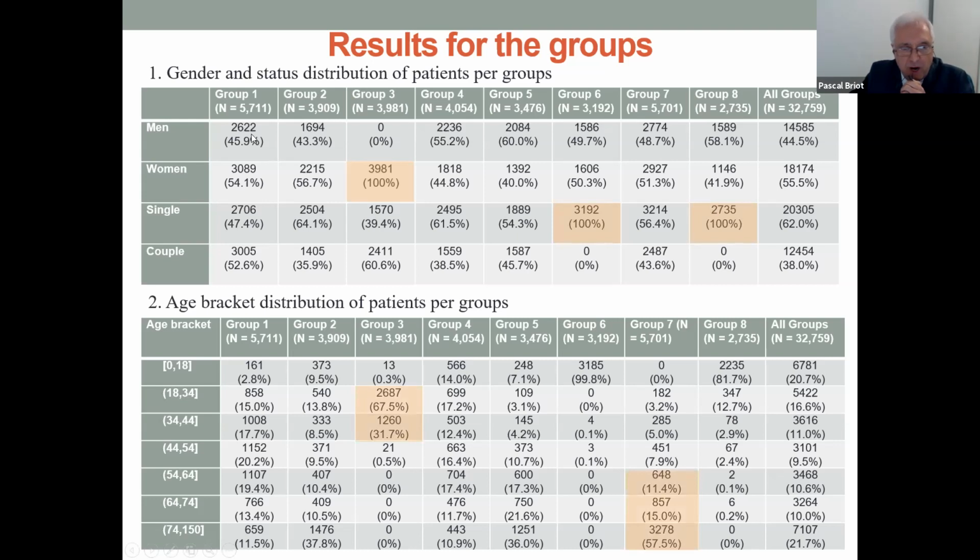Now, if you look at the age brackets, you see that group 3 of women, you expect them to be young adult, and that's exactly what you see in the age bracket. And so that makes sense from the credibility of the model.